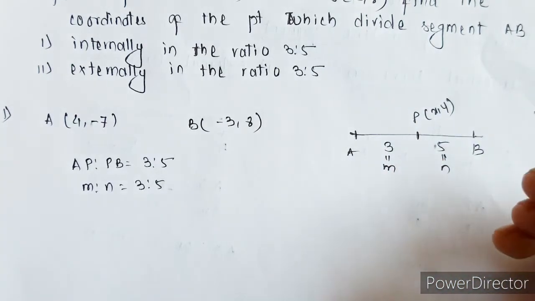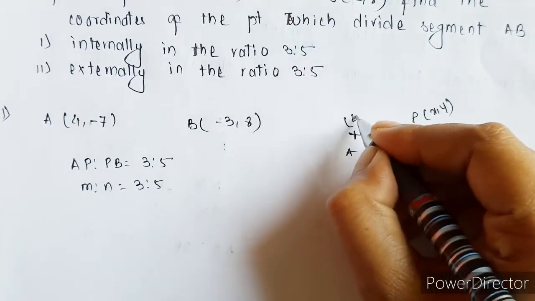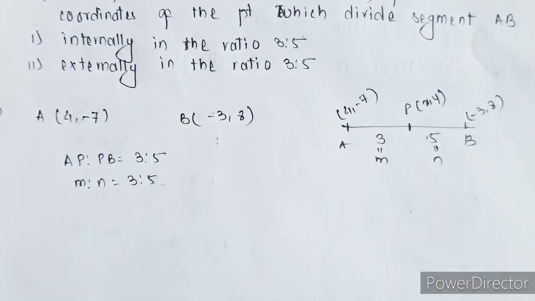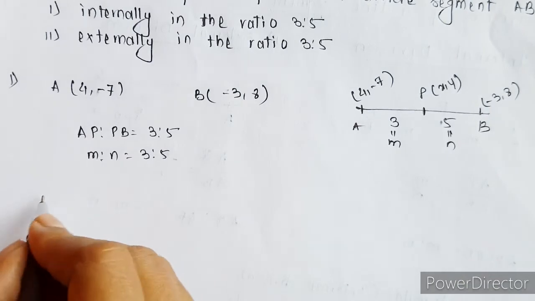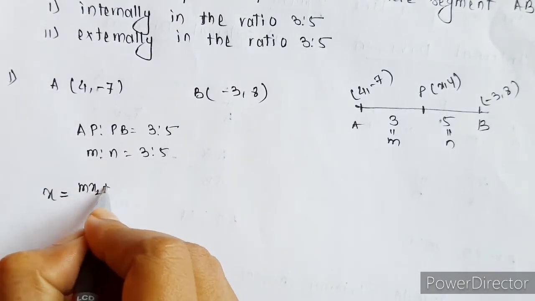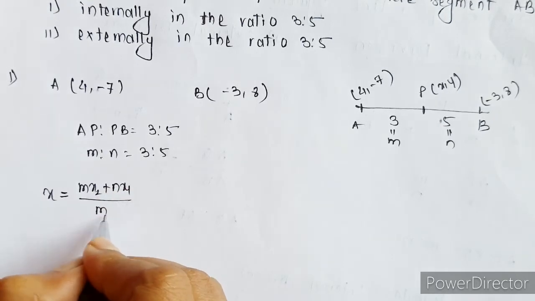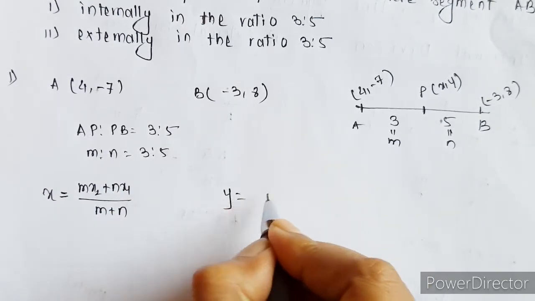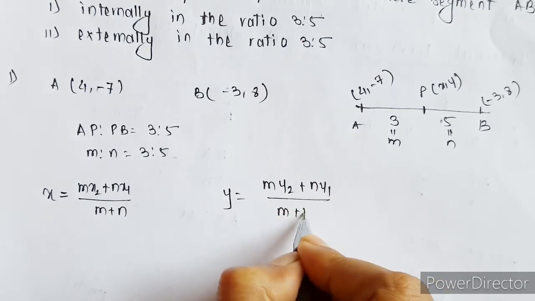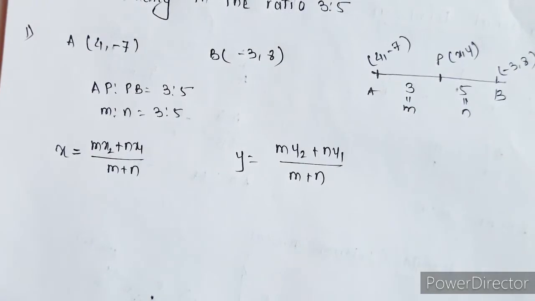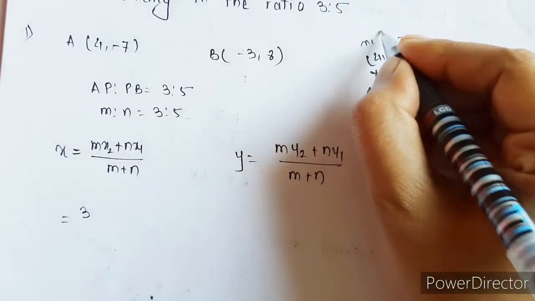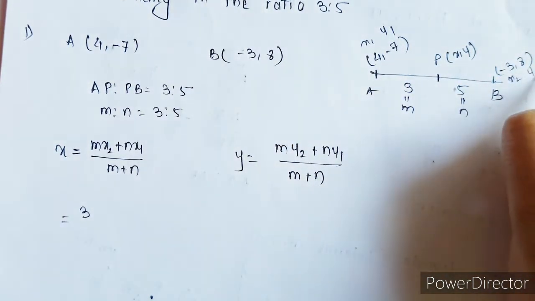Okay, I'm marking this as X, Y. A is given as 4, -7 and B is given as -3, 8. So formula for X is M X2 plus N X1 upon M plus N, and for Y is M Y2 plus N Y1 upon M plus N. We just need to substitute this. So M is 3, this is X1, Y1, this is X2, Y2.